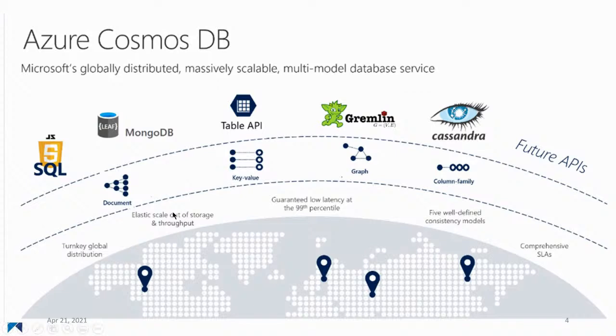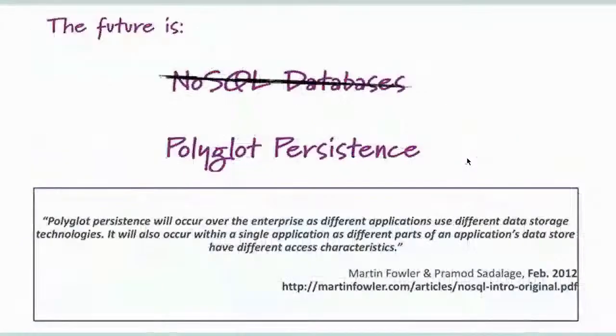JSON document stores, that are supported with 2 different APIs, the SQL-like API called Core, and also the MongoDB API. And a key value store with the table API, the property graph database accessed via the Gremlin API, and the Cassandra API for column families.